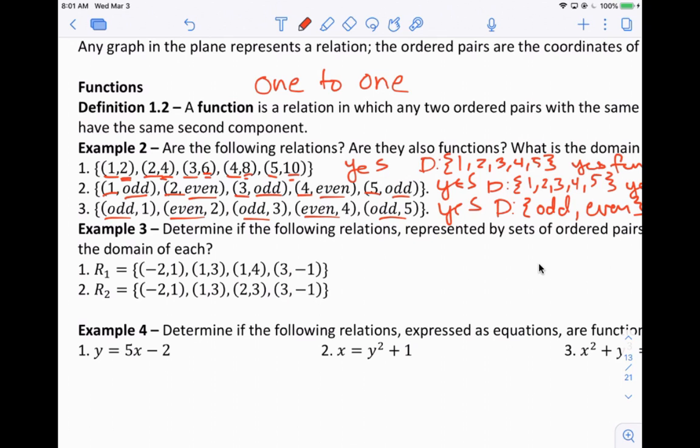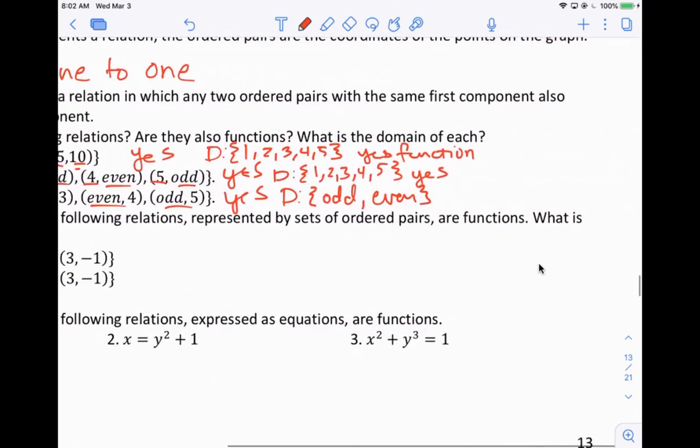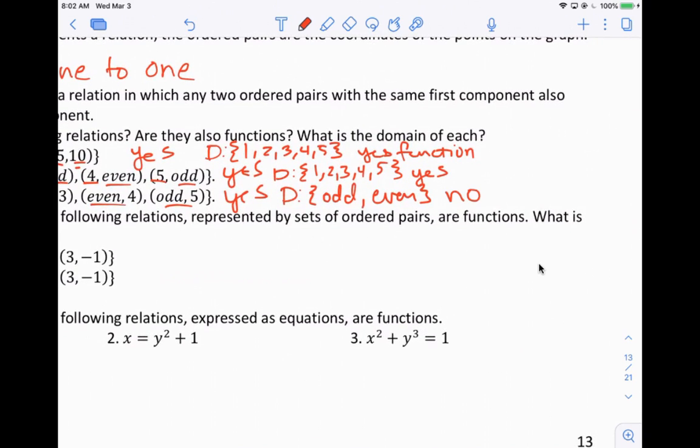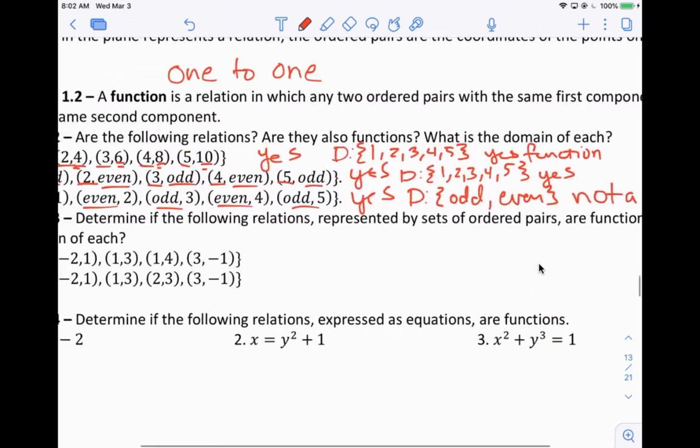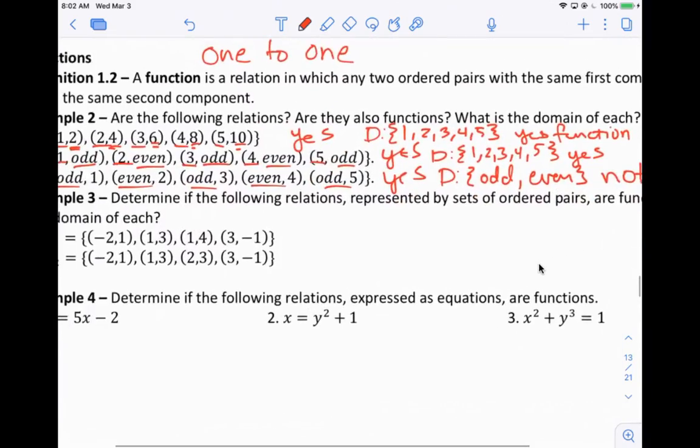Now here we have a problem, because if I ask what dependent variable goes with odd, you have multiple correct answers here, and that's a problem. We have 1, 3, and 5 all coming out of the input of odd. So if I say, plug in odd, you have no idea what the answer is. It could be 1, 3, or 5. And so this is not a function. If you have multiple destinations, multiple outputs, multiple dependent variables for your answer, then it is not a function.